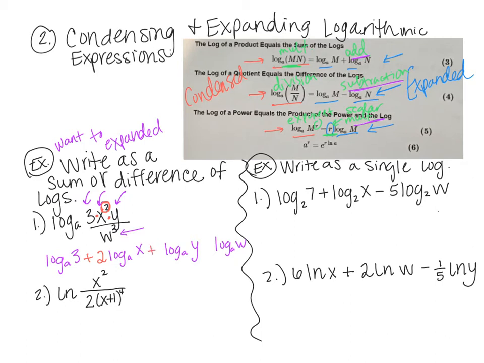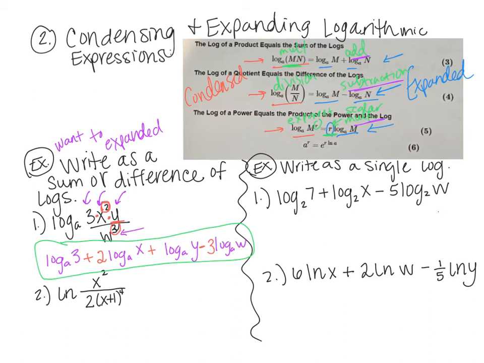And then that y is getting divided by that w cubed, sorry. So I'm going to subtract because division turns into subtraction. And then I have that cubed, which will turn into a 3 as a scalar multiple. And that would be my answer. So you're like, well, that looks crazy. I agree. It does. It looks like a very expanded form of that log. Okay, so let's try another example.